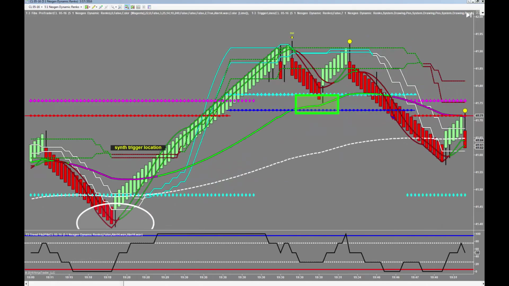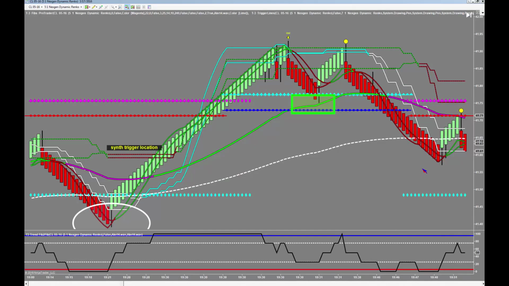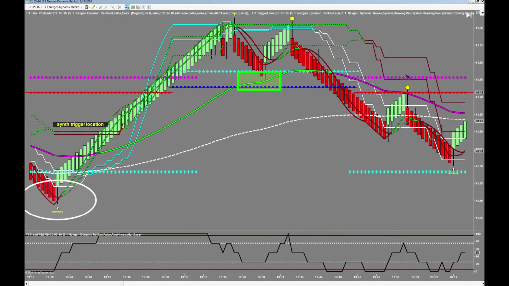Didn't get any reversals out of it. Didn't even slow down. That's okay. All right, so now let's talk about resistance being hit.